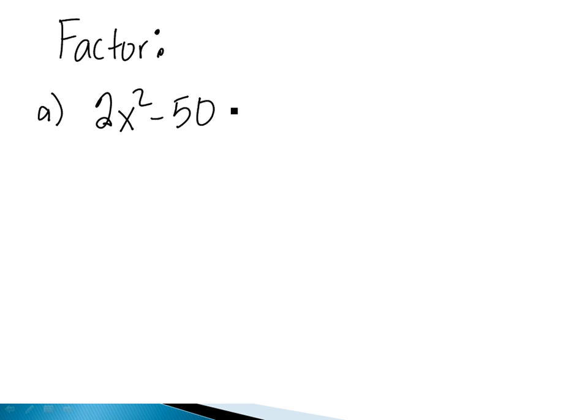Alright, let's continue to factor. Let's try this one: 2x squared minus 50. Does it have a GCF? Yes, it does. What's in common with 2x squared and 50? It is 2. So you need to take that 2 out first, because it's the greatest common factor.